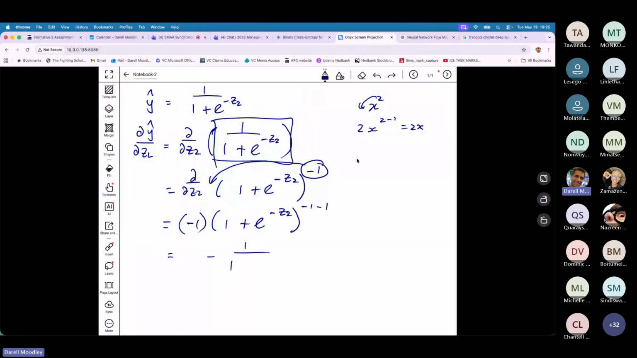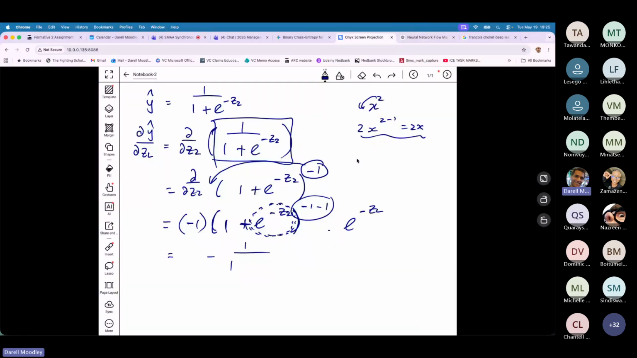Sorry, my bad. I did everything here just like this, but there's one more derivative I forgot to do. I have to do this derivative here again, because this is a function within a function. This is 1 plus e to the minus z2. So I'm using the chain rule here. I've got to find the derivative of everything here that I'm circling in the dotted line. And that derivative is just e to the minus z2.